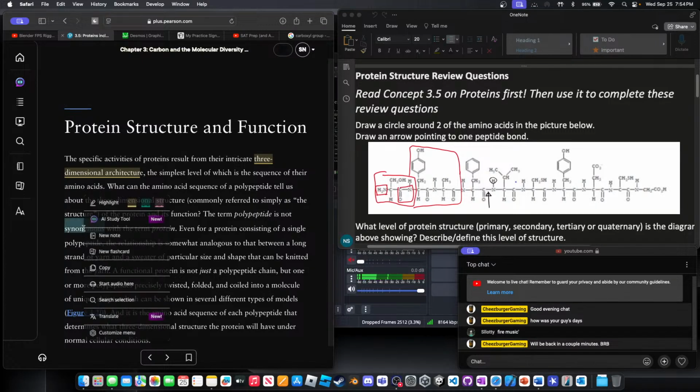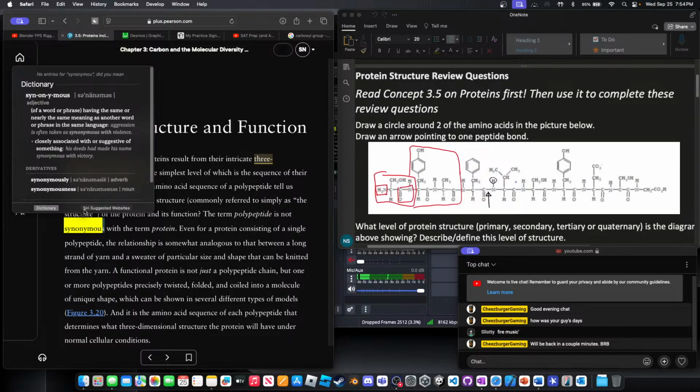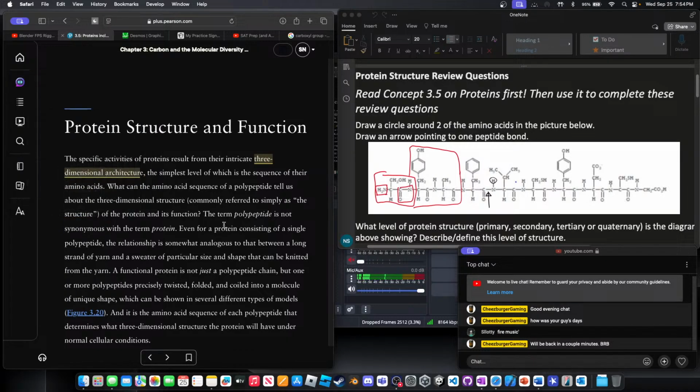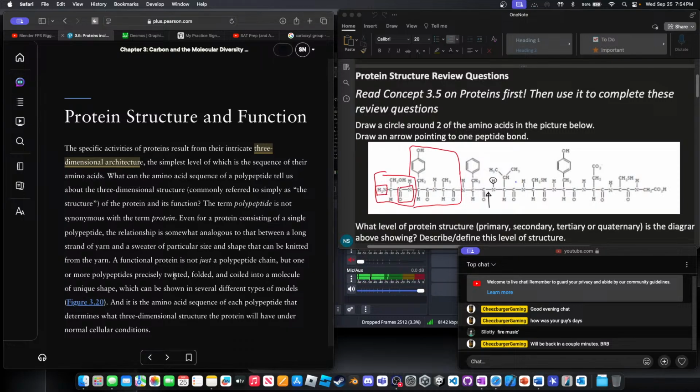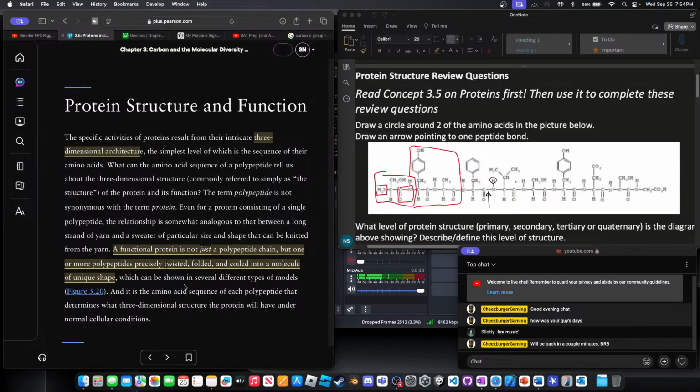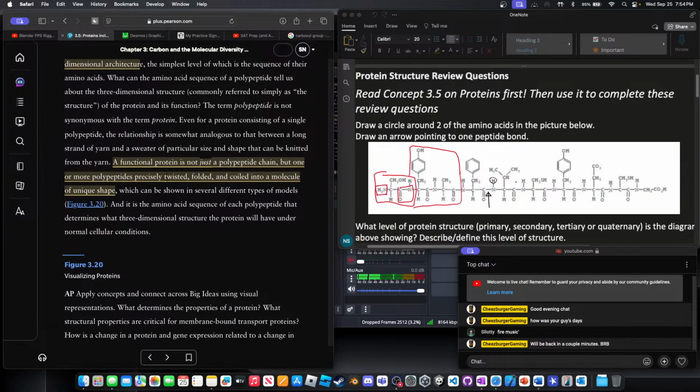What is synonymous? Let's look it up. The same name. So a polypeptide is not the same as a protein. That's what they meant. Okay, a functional protein is not just a polypeptide chain, but one or more polypeptides precisely twisted, folded, and coiled into a molecule of unique shape. That's our definition here, which can be shown in several different types of models, Figure 3.20. And it is the amino acid sequence of each polypeptide that determines what three-dimensional structure the protein will have under normal cellular conditions.